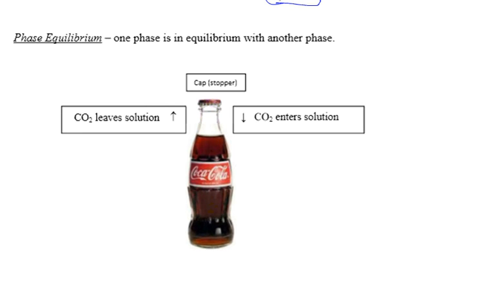Phase equilibrium, we have to have a closed system. As CO2 bubbles out and fills this space, there is CO2 that will go back into solution. So the rate of the CO2 leaving equals the rate of the CO2 dissolving.